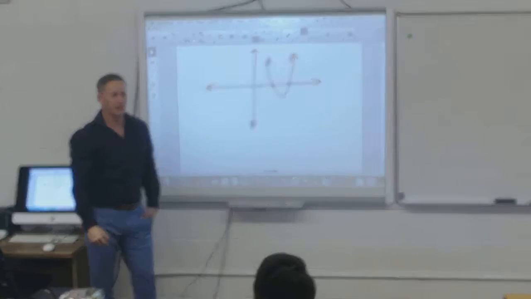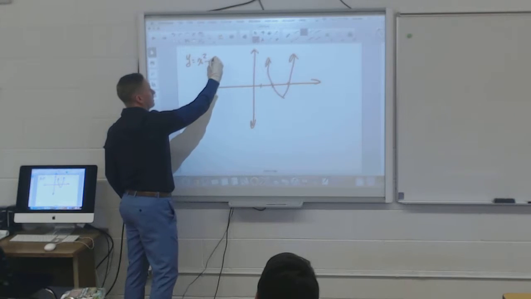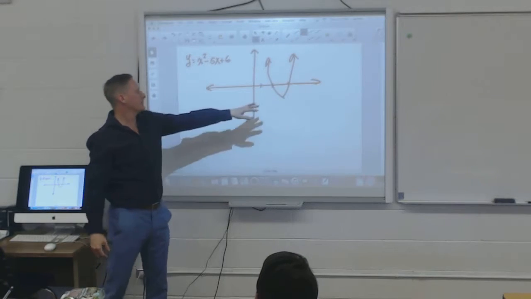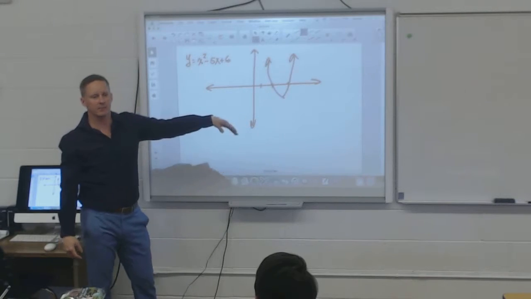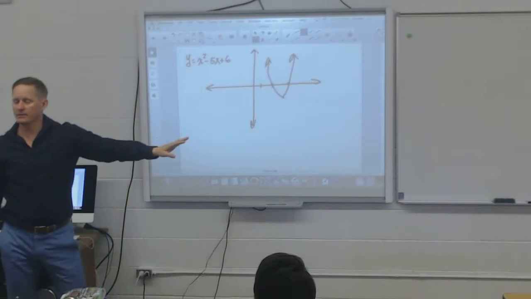That's what my graph would look like. Okay, so that's the equation. That is the graph of y equals x squared minus 5x add 6. I don't know what the vertex is. I can solve for the vertex. I put 2.5 in, solve. Doesn't matter. The point is, I see what's happening here.